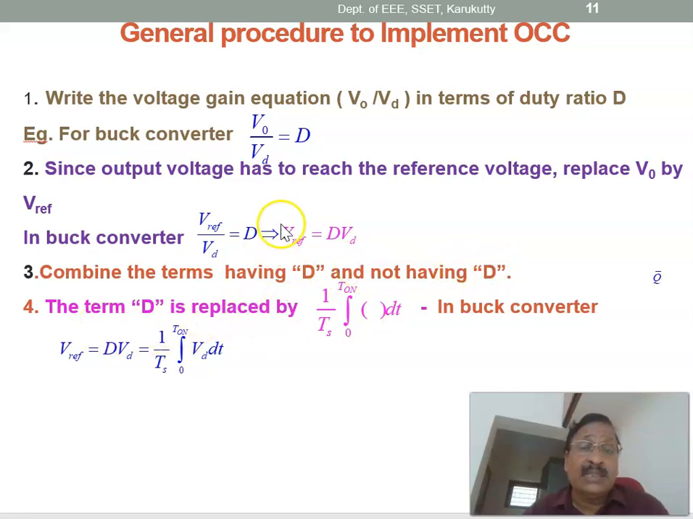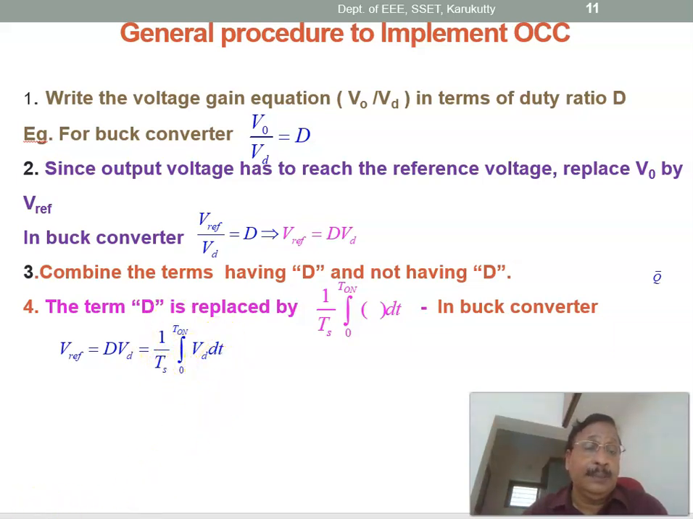Therefore, the term D is replaced by 1 by Ts integral 0 to on period, that into dt. In a buck converter, since V reference equal to D Vd, D is replaced by 1 by Ts integral 0 to on period of Vd dt. That is the reference voltage. V reference is equated to this, the term D is replaced by this. Therefore, for the buck converter, V reference equal to D Vd, or 1 by Ts integral 0 to T on of Vd dt.